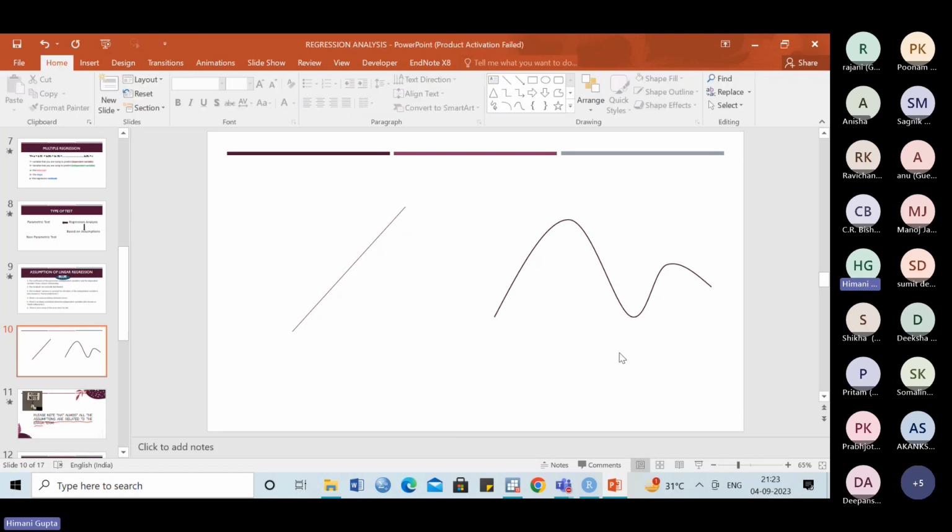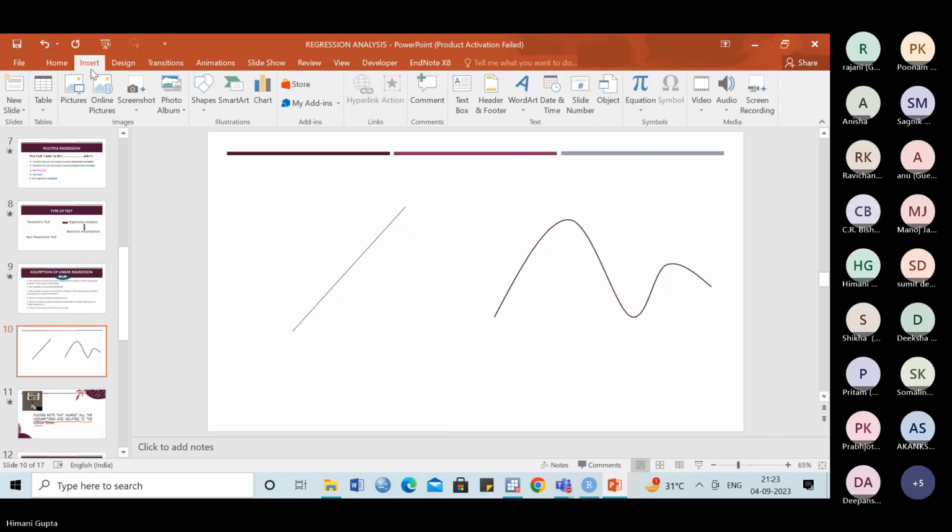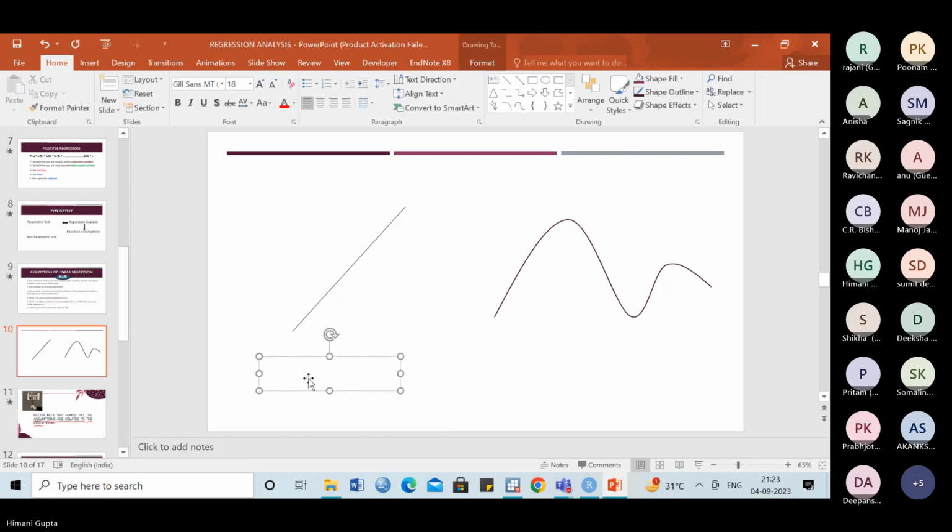Can I get this situation? Can I get this type of situation anyway? Anyone, can anyone explain it? Whether I can get only this type of regression, a straight line, or I can get a curvilinear line also? And when I'm going to use this type of regression?